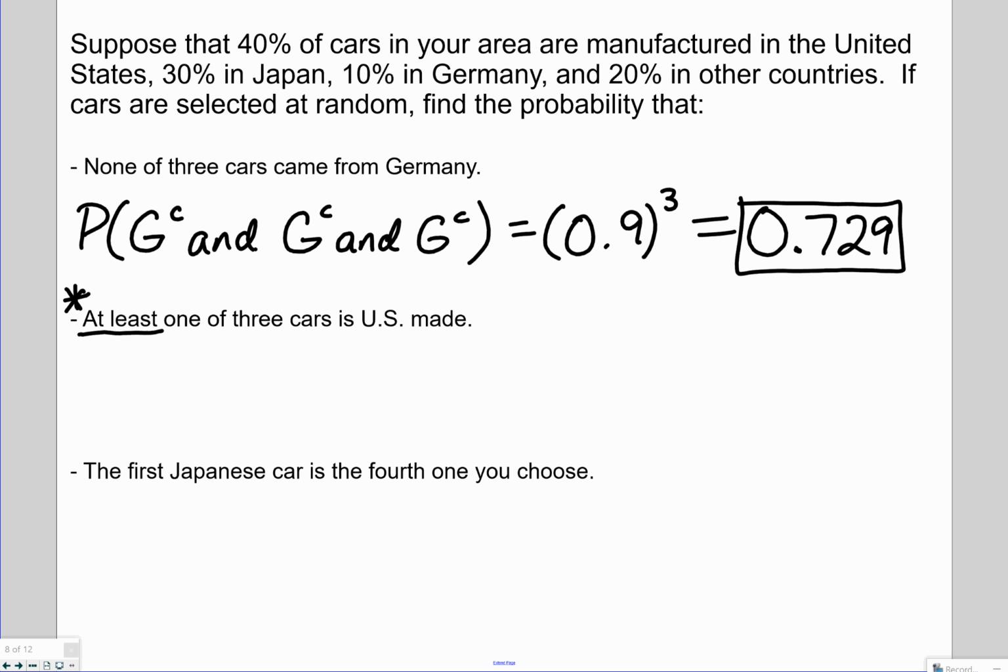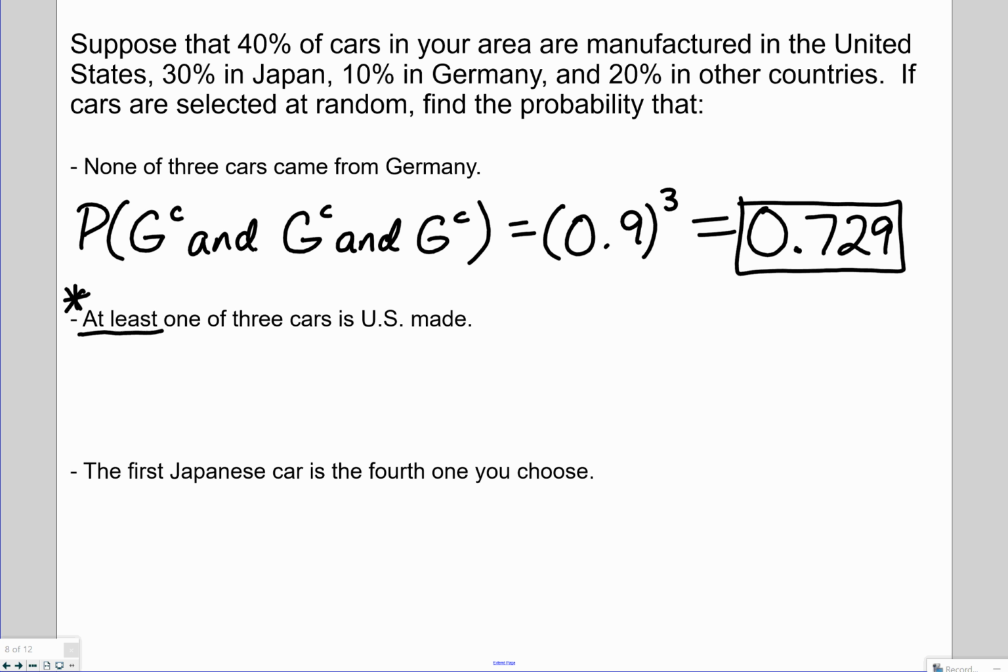Okay, so if I think at least 1 out of 3, it could be just the first one, right? That's 1 out of 3 at least. It could be just the second one. It could be just the third one. It could be the first 2. It could be the second 2. It could be all 3 of them. So 1 out of 3, 2 out of 3, or 3 out of 3 would satisfy that.